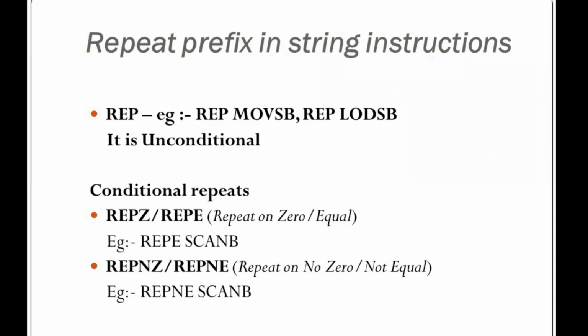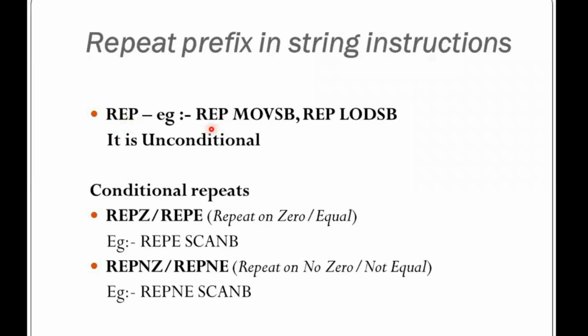Before I teach this topic, I told you one point. If you discuss this topic without REP, then it is a waste, because MOVSB does only one single transfer. To repeat for all CX, whatever the CX value it has, for all the bytes you wanted to transfer, we need to use a keyword called REP. Repeat prefix in string instructions. This is the topic. There are 2 types of repetitions: unconditional repetition, that means without any condition we can repeat, and repetition using conditions also. Most widely used is REP.